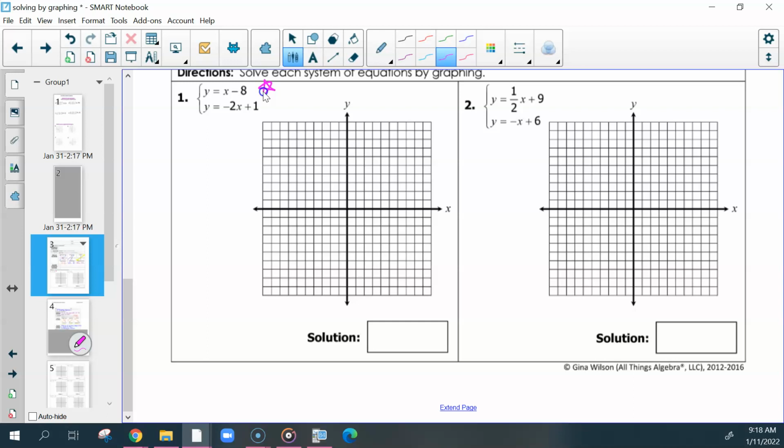So for this, in order to graph this, where would I start? What would I plot first? -8 for my y-intercept. So 1, 2, 3, 4, 5, 6, 7, 8.